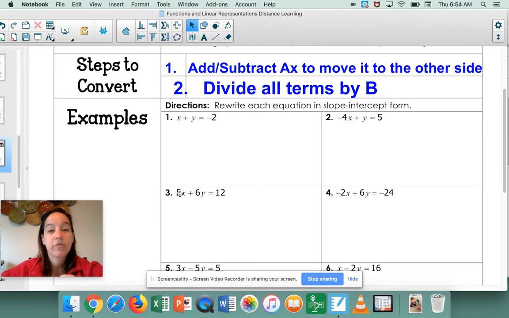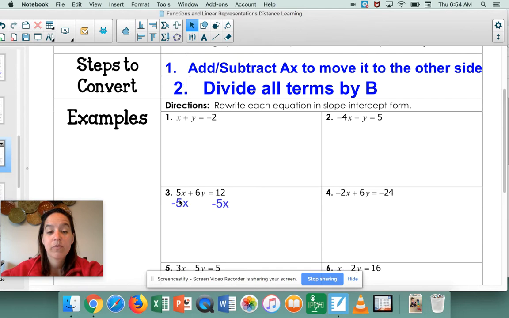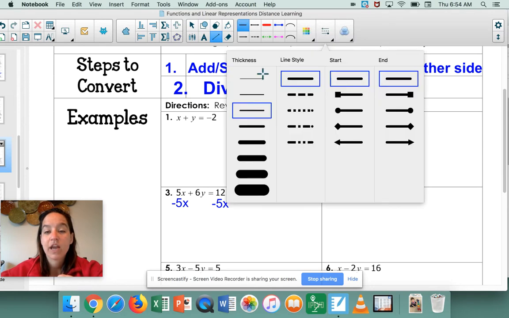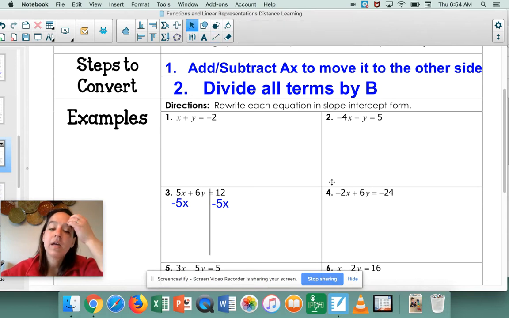So if I'm looking at number 3, it says 5x plus 6y equals 12. Well, like I said, first step, I am going to add or subtract the ax to move to both sides. So my 5x is positive, so I'm going to subtract 5x to both sides. Now you guys know me, I really enjoy having my line that divides my sides, so I know I'm doing it to both sides. You don't need this line, but I always put it. So I subtract 5x to both sides. What am I left with? I'm left with 6y equals negative 5x plus 12.